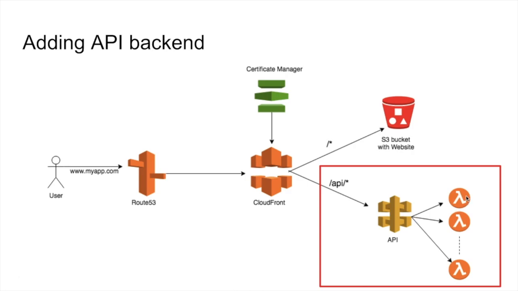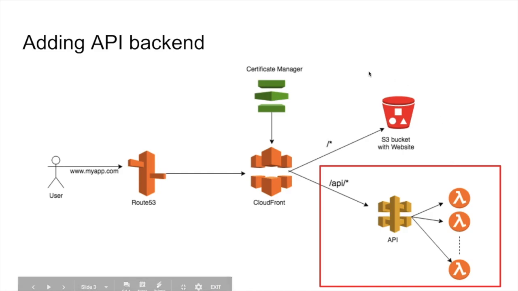A Lambda function is a serverless function that will execute whenever a request is received. It will execute the business logic and then go away. Executing the business logic includes talking to a database, getting the response, and sending it back to the website. This is the part we are going to look at in today's episode.